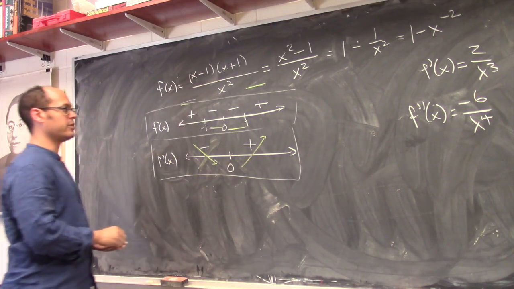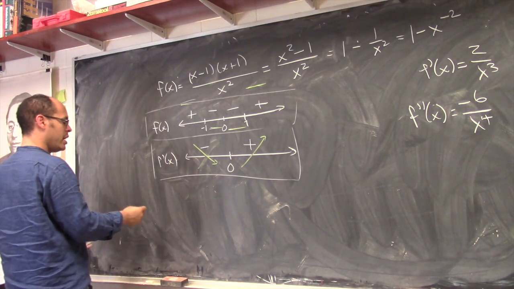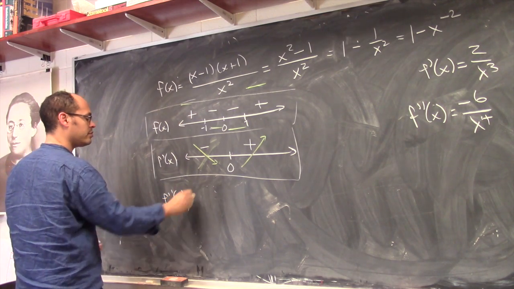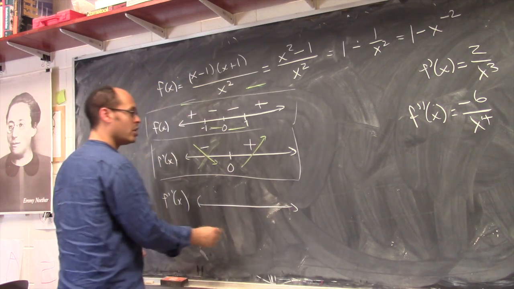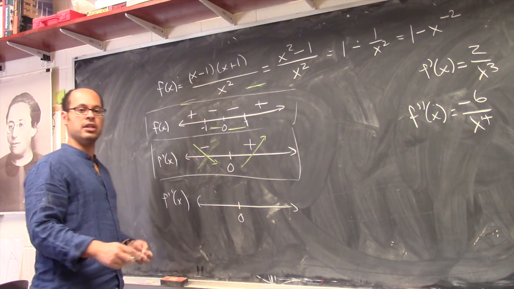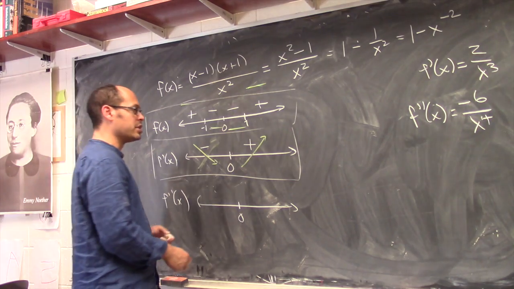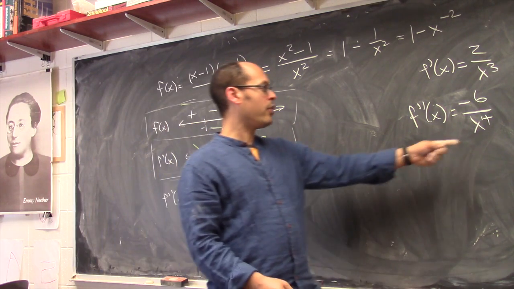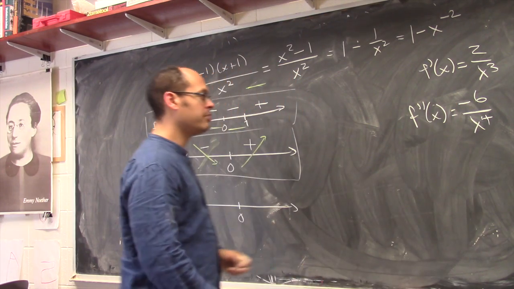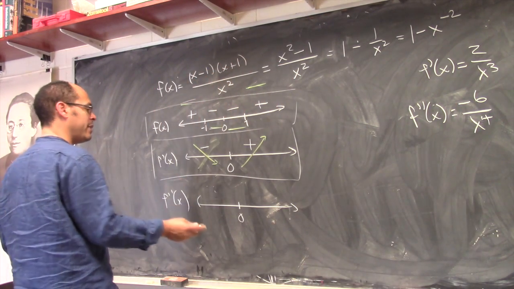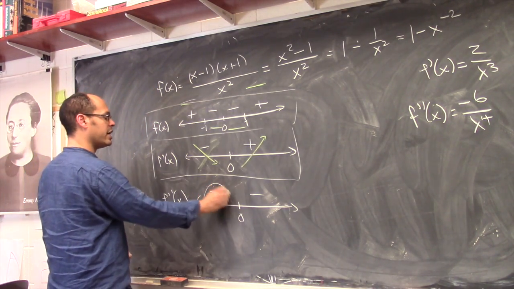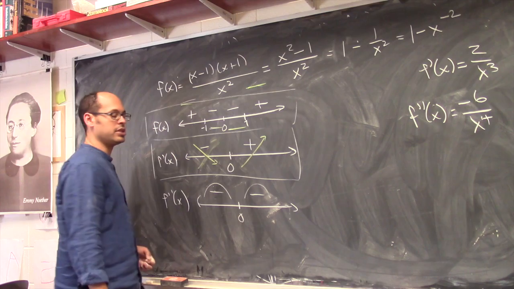So that's that basic information. As for the second derivative, well, this, again, is not defined at 0 and is never actually equal to 0. This x to the 4th is always positive because it's an even power, and this minus 6 means that you have a negative divided by positive, negative everywhere.